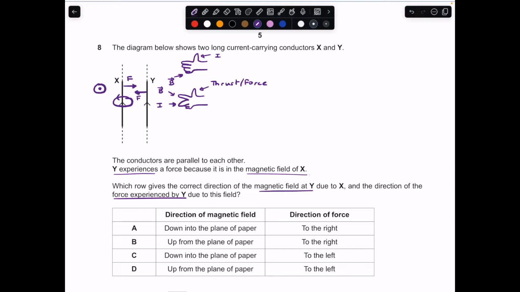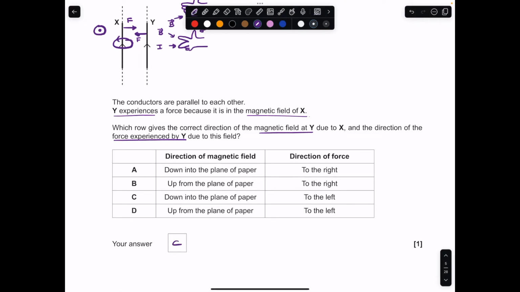Now, again, if we use Fleming's left-hand rule, if the force is towards the left and the second finger, which is the current, is going upwards, then we would end up getting the magnetic field direction into the plane of paper. So that basically gives us the answer as C.